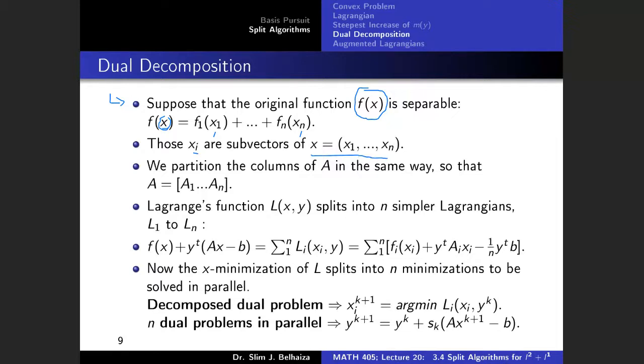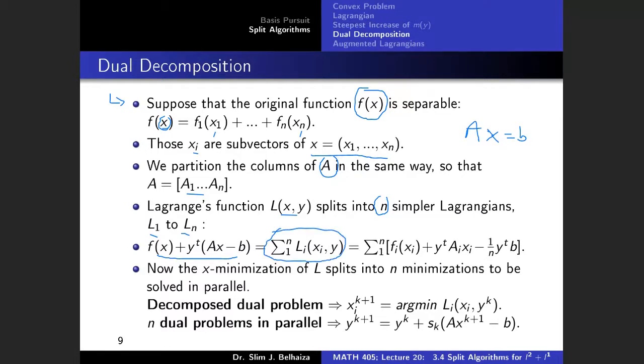So if you are able to do this partition, we can also partition the columns of A the same way and say we have n columns, from A1 to An. Of course, which A am I talking about? I'm talking about the linear system given by the conditions here in the optimization. In fact, the Lagrange function could be split in the dual decomposition into n simpler Lagrangians, which we may call L1 to Ln. So for example, the Lagrangian, which was written as f of x plus y transpose times (Ax minus b), could be equal to the sum from i equals 1 to n of the Li's.